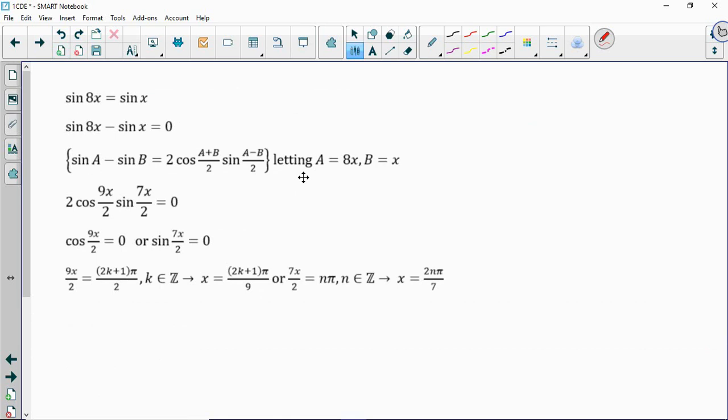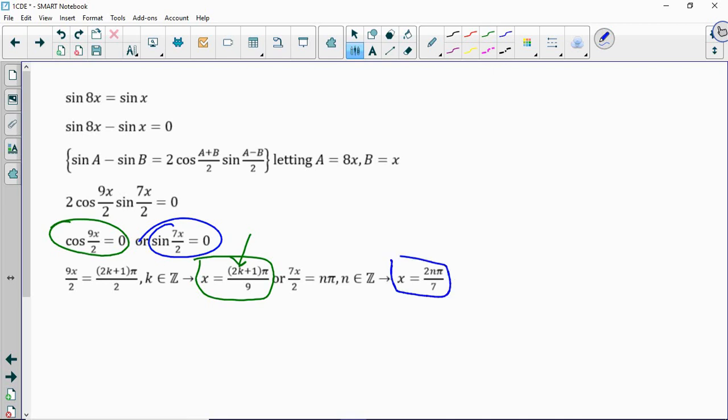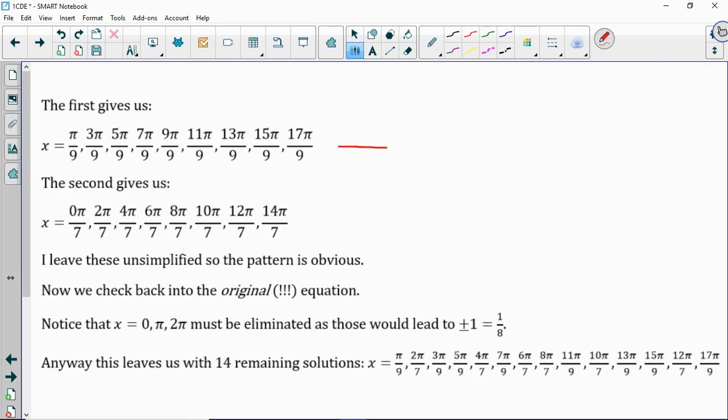So we end up getting that either cosine of 9x over 2 is equal to 0, which is going to lead us to these solutions here. That's an infinite family of solutions where k is just some integer. Or we solve sine of 7x over 2 equals 0, which is going to get us these infinite solutions, again, where n is just some integer value. And that's going to get us these 2 sets of solutions within the specified domain.